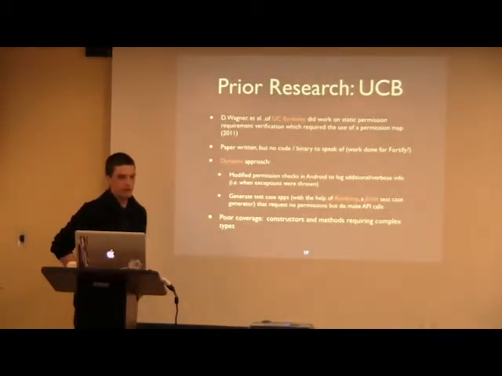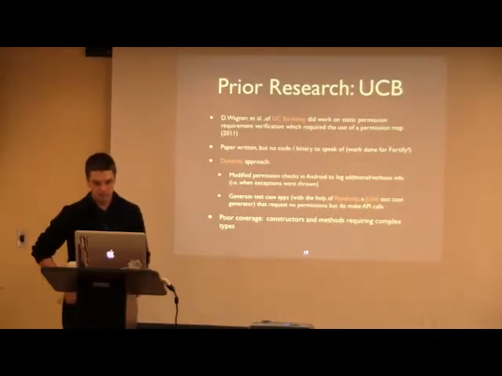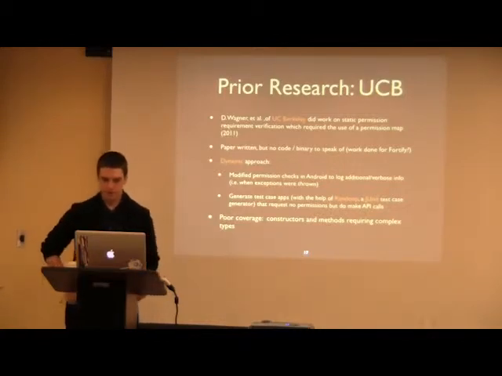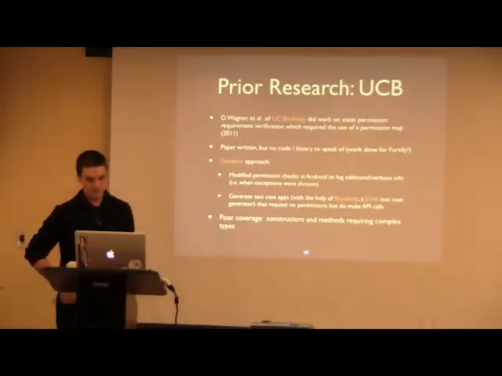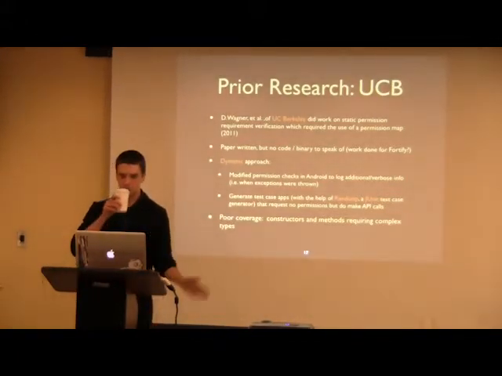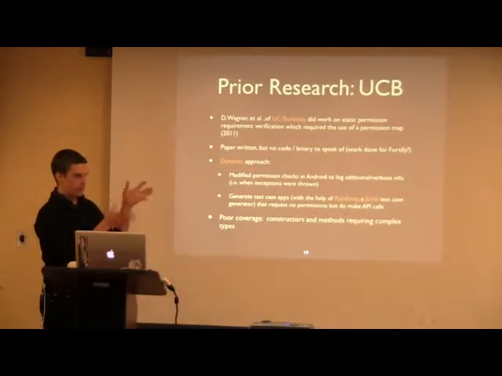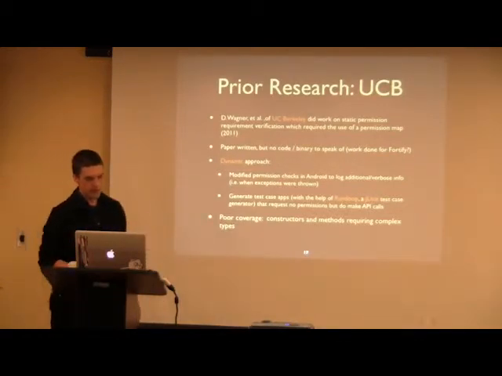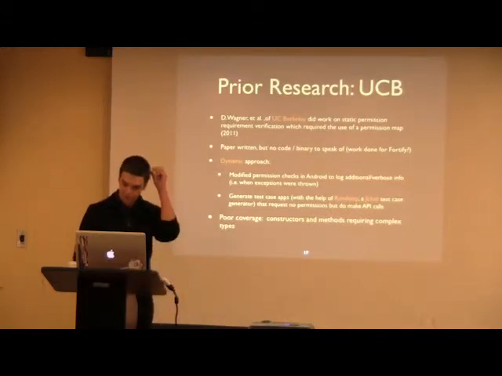UC Berkeley researchers wanted to do a static permission map. I think they called it static permission requirement verification. This was last year. They took Android 2.2, and it was interesting. I think it may have been done for Fortify or something, or sponsored by them. They wanted to build this nice web-based map you could work with. They realized the challenges of doing a static approach to this, so they ended up taking a dynamic approach.